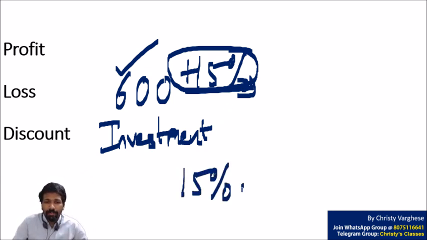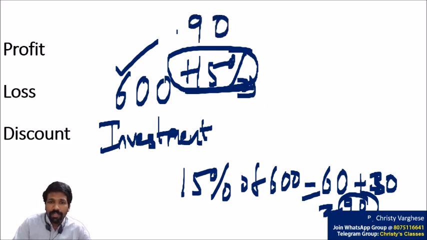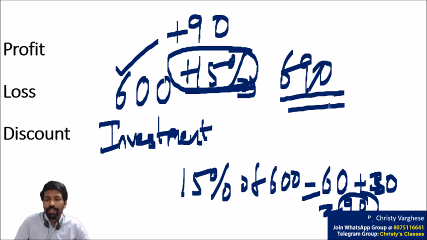Again, your mental arithmetic skills will matter there. 15% of 600, I have taught you. 10% of 600 is 60. 5% is 30. 60 plus 30 is 90. So definitely that is the profit you are getting. That means 90 rupees should be added. So 690 is the value. 690 is the selling price. You can directly say that. So that is the concept of profit.